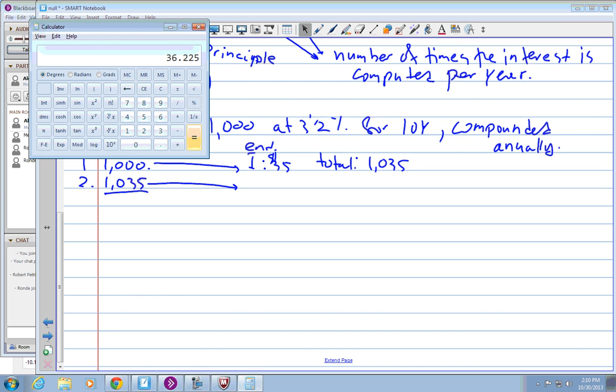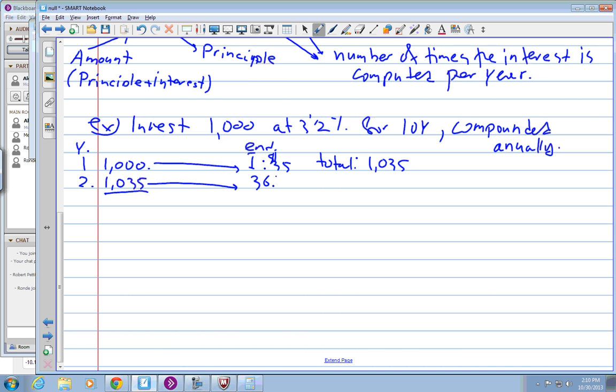So we'll take that amount, 36.225, and we'll keep that decimal, because that adds up. Not going to be rounding. Added to that, technically we have 1,071.225.